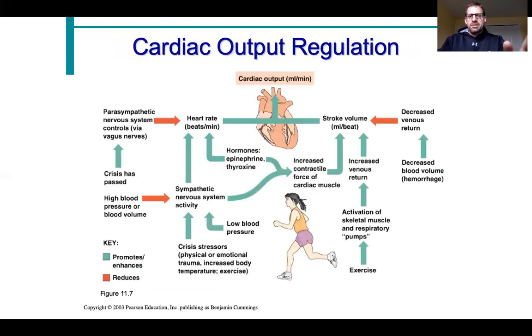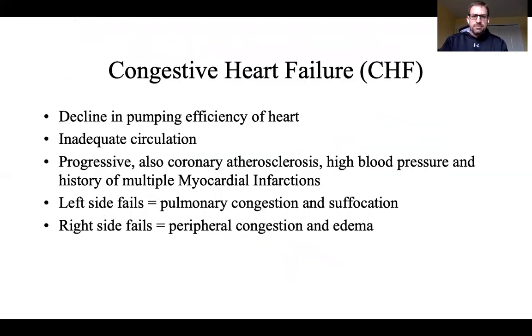Okay, so this graphic here outlines a lot of the things that I just went through, so I'll let you take a look at that on your own time. You can pause the video and read through it, and then email me if you have any questions.